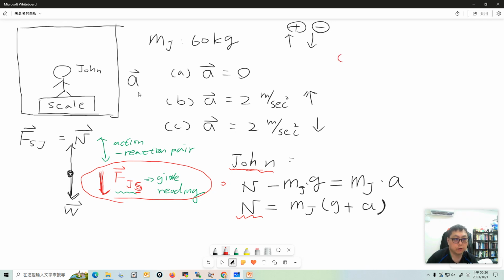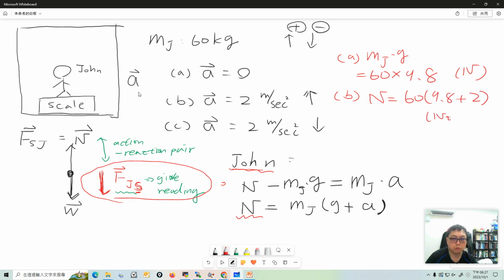The first question is very simple. A equals 0, so the reading is m_J times g, which is 60 kilograms times the acceleration due to gravity, and the unit is Newton. For B, if the acceleration is upward, the reading will be 60 times (9.8 plus 2), and the unit is Newton. For the next case, the normal force is 60 times 9.8 with acceleration 2 meters per second squared, but it's downward, so it's minus 2.